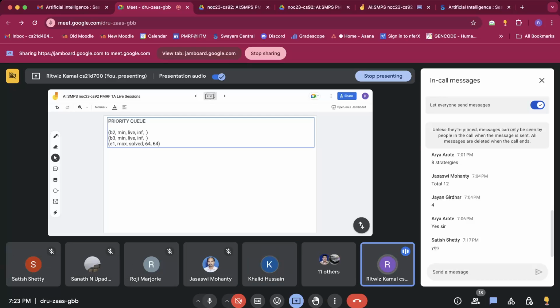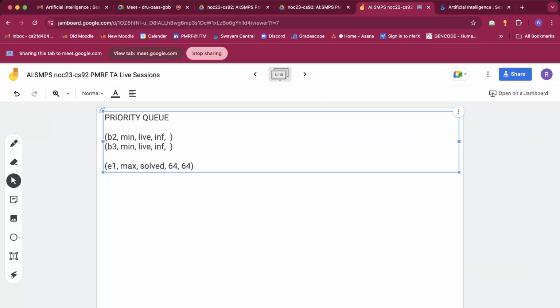That's right. And why is that? Max node, that is true. But why? Exactly. Because this is a priority queue, not just a simple queue. The value it has is greater than 64, 69. So it will be assigned a place above E1. So this is what our queue looks like at this point of time. We have B2, B3 followed by E3 and E1.